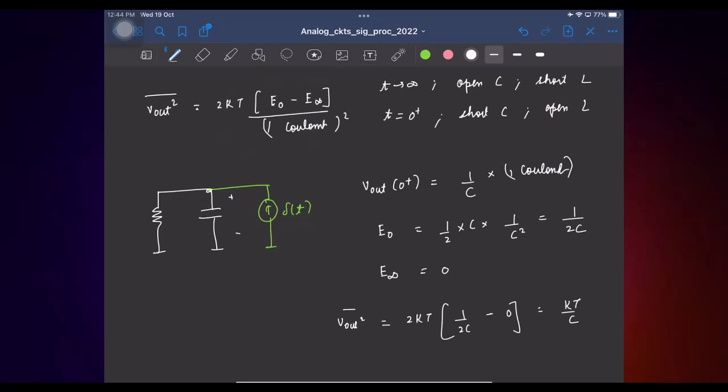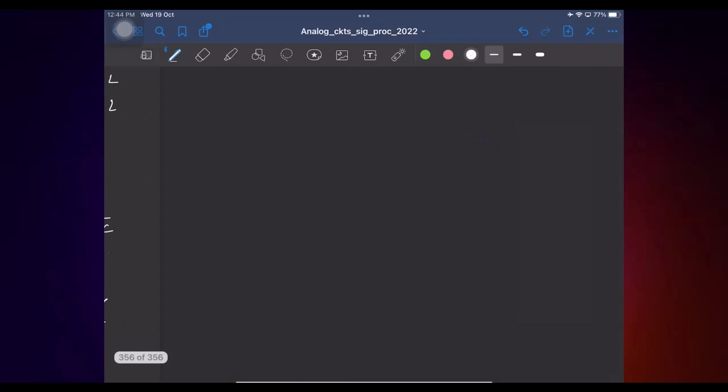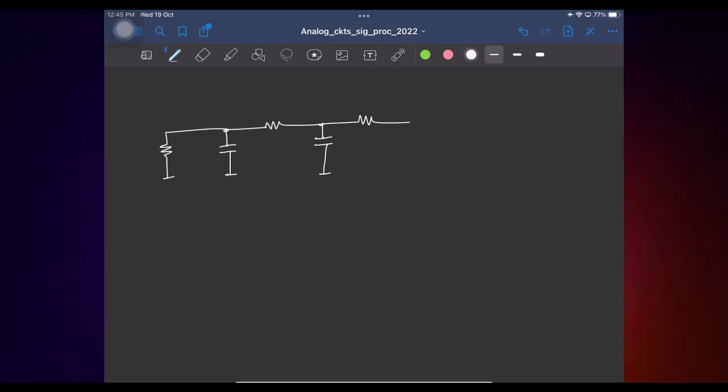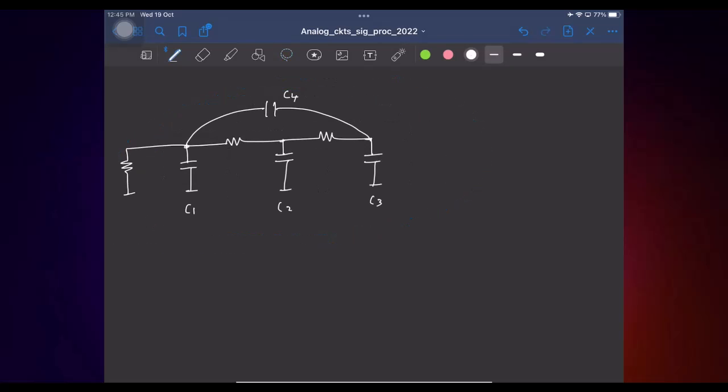So this might look simple. So let's look at some more complicated network, say with a resistor. So of course, now it is at least obvious that if you do it the conventional way, it's almost impossible to do, right?